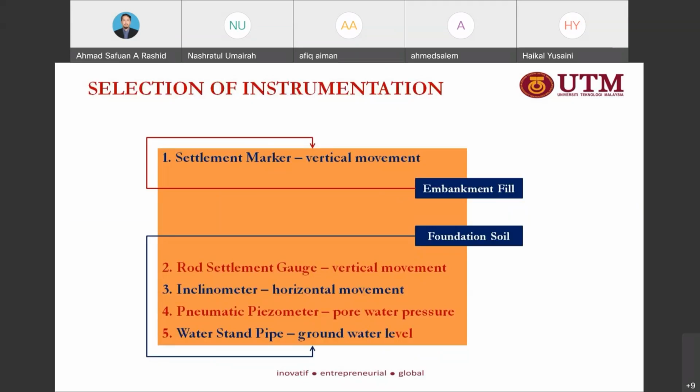So, selection of instrument. The settlement marker will be installed at the embankment fill to monitor for the vertical movement. For the foundation, there will also be a settlement gauge to monitor for the vertical movement. Horizontal movement will be monitored by inclinometer. Piezometer and also water standpipe will be used to measure the pore water pressure and groundwater level respectively.